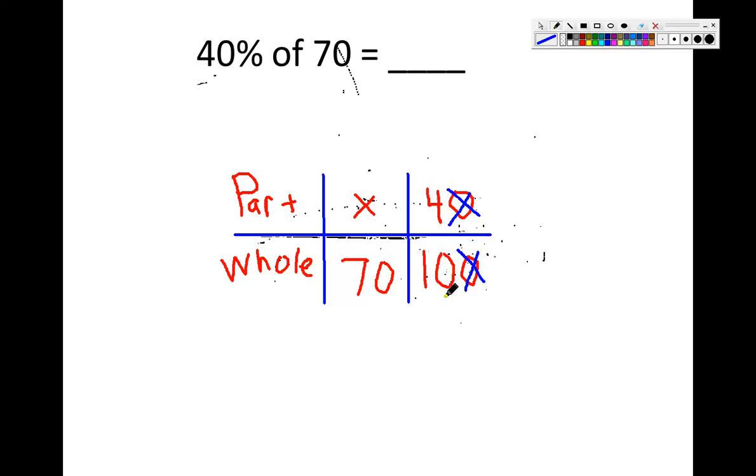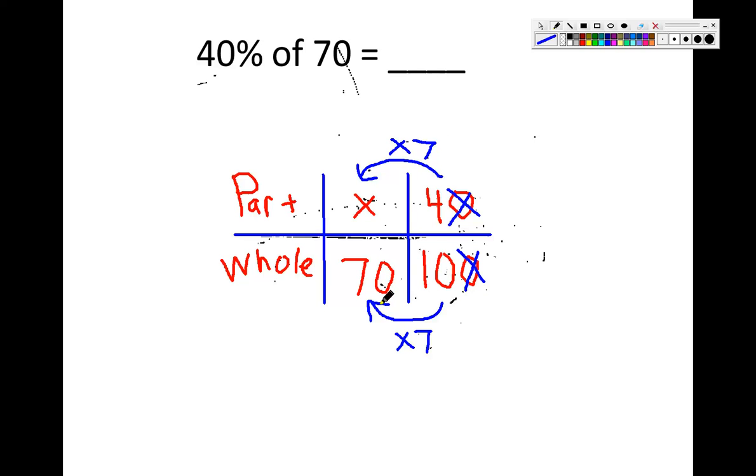Now I can find a scale factor. I can't do 4 times something and get 10, but I can go from right to left and do 10 times what? What would 10 times something to get 70? Hopefully you're telling me 7. 10 times 7 is 70. What else do I need to do? Well, whatever I do for the denominator, I need to do the exact same thing for the numerator.